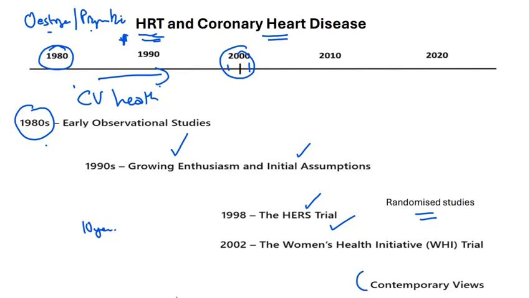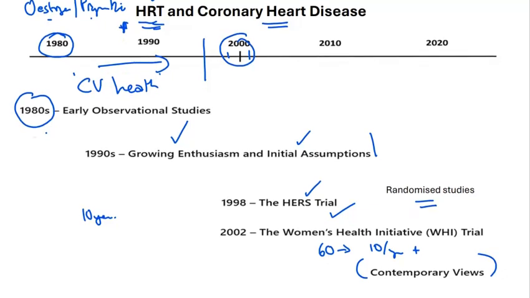And so today, the contemporary view is less enthusiasm for the use of HRT, and certainly for its use as a means of preventing coronary heart disease. In fact, I understand that the guidance advises that over 60, and 10 years after the initiation of menopause, HRT is not recommended for this purpose. And so this shows how medical opinion can be changed on the basis of experimentation, observation, and reevaluation of initial hypotheses.